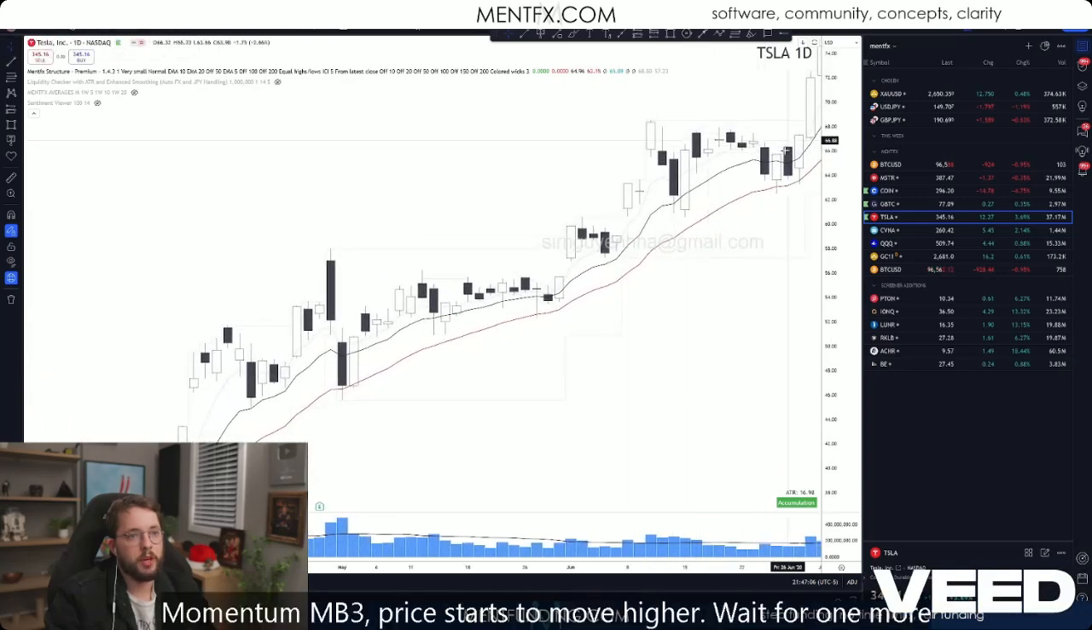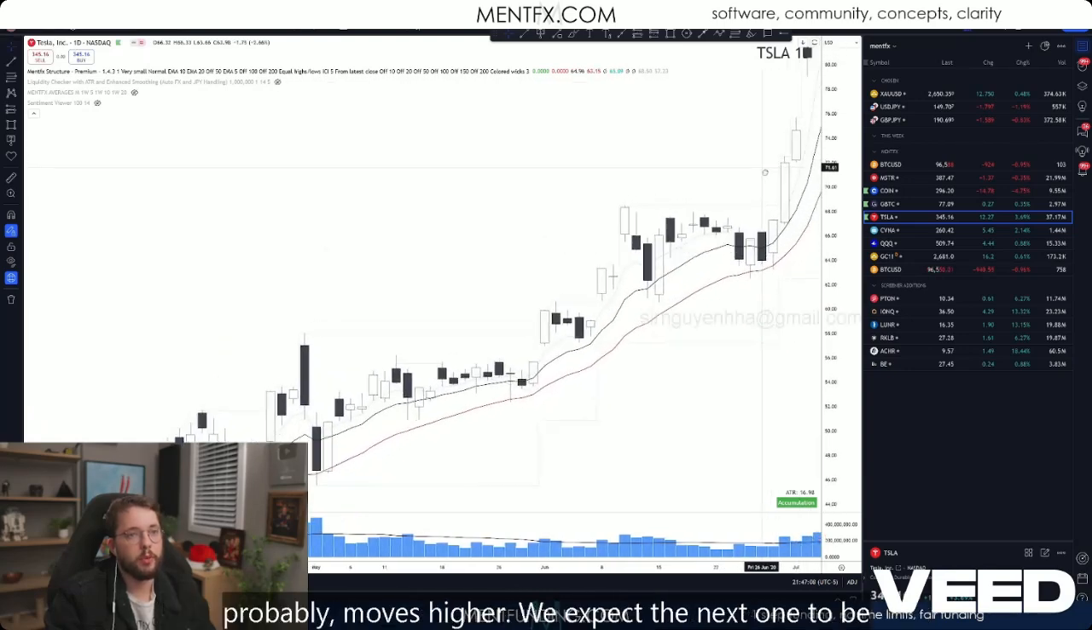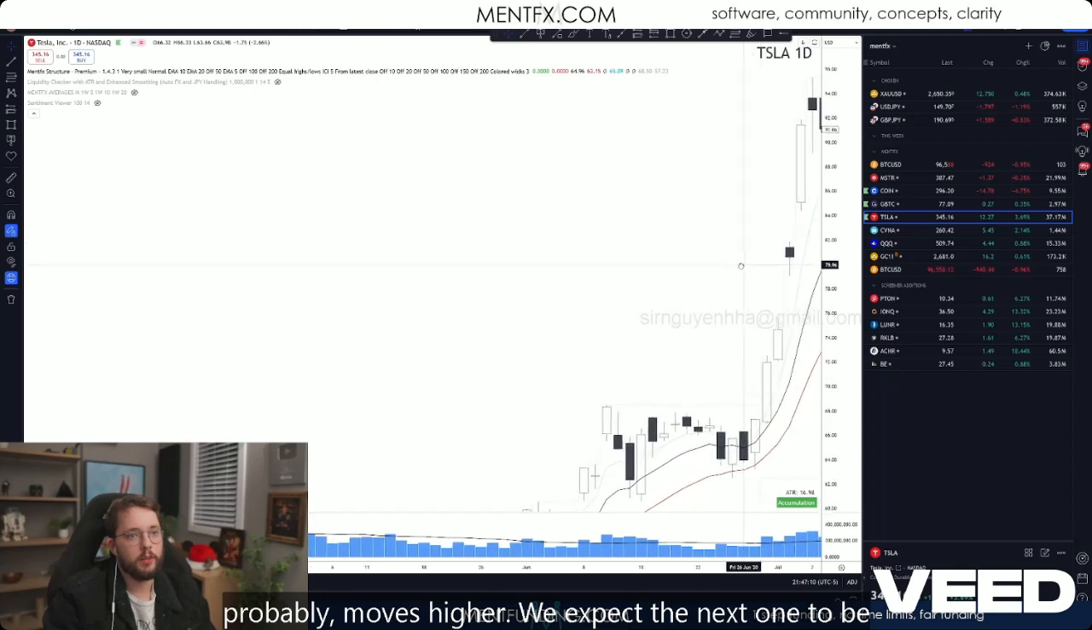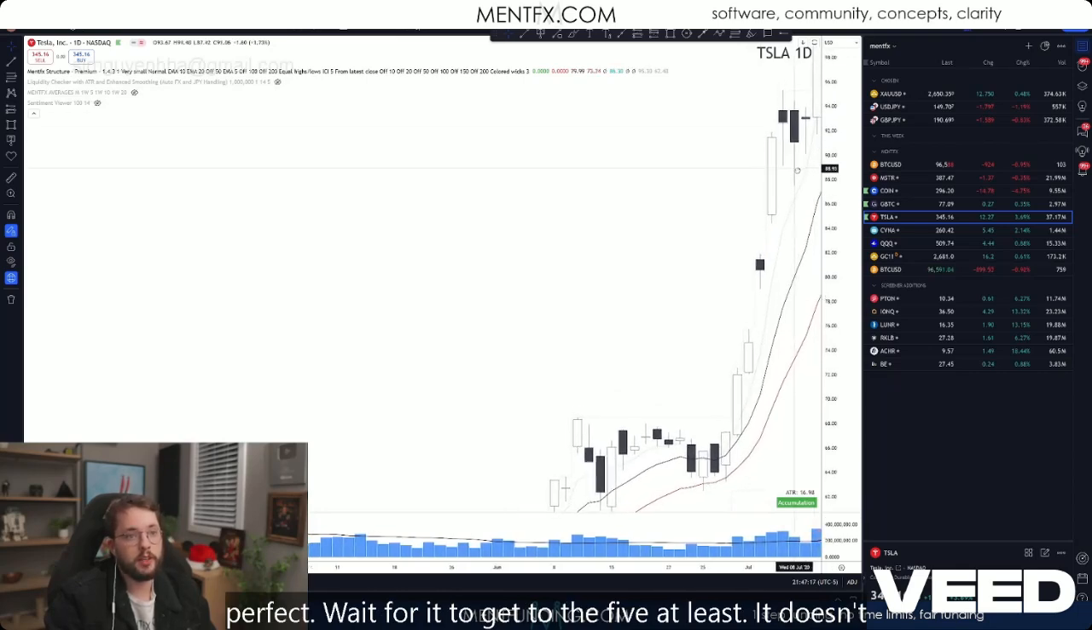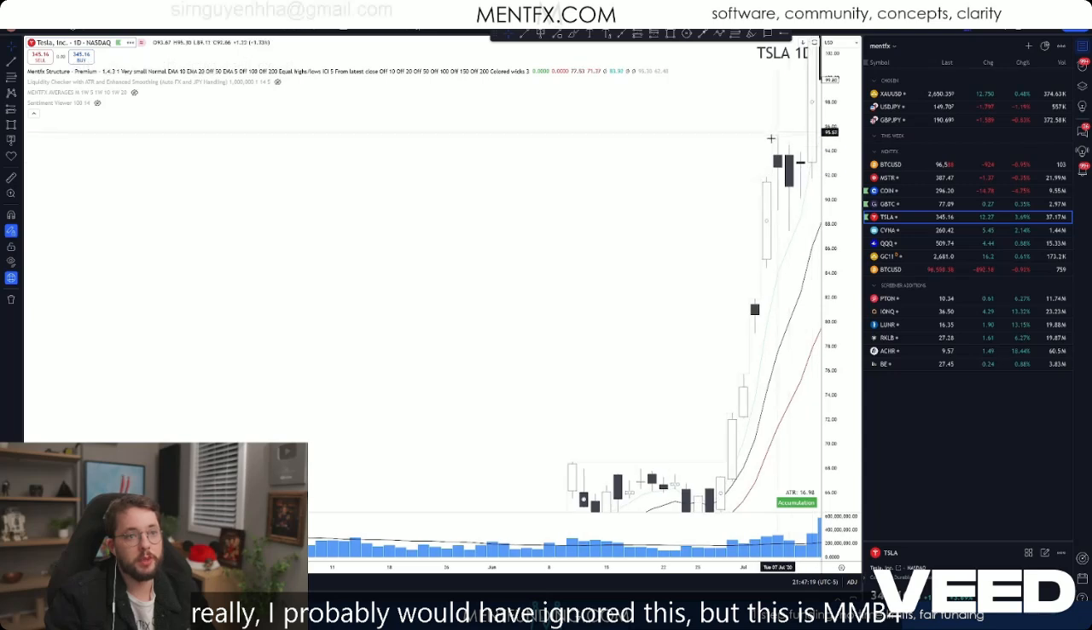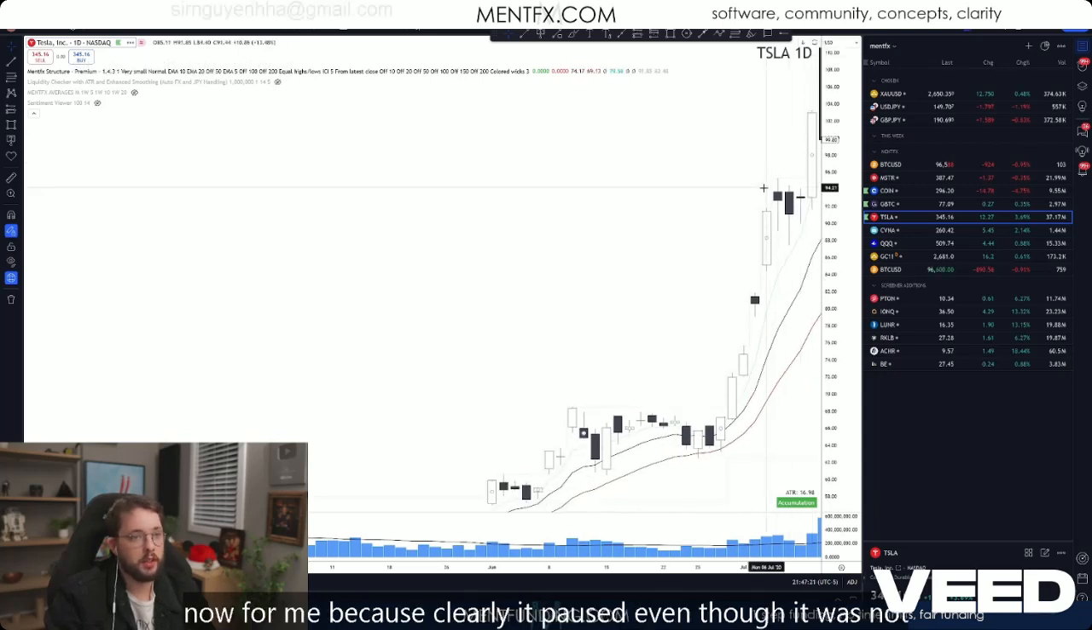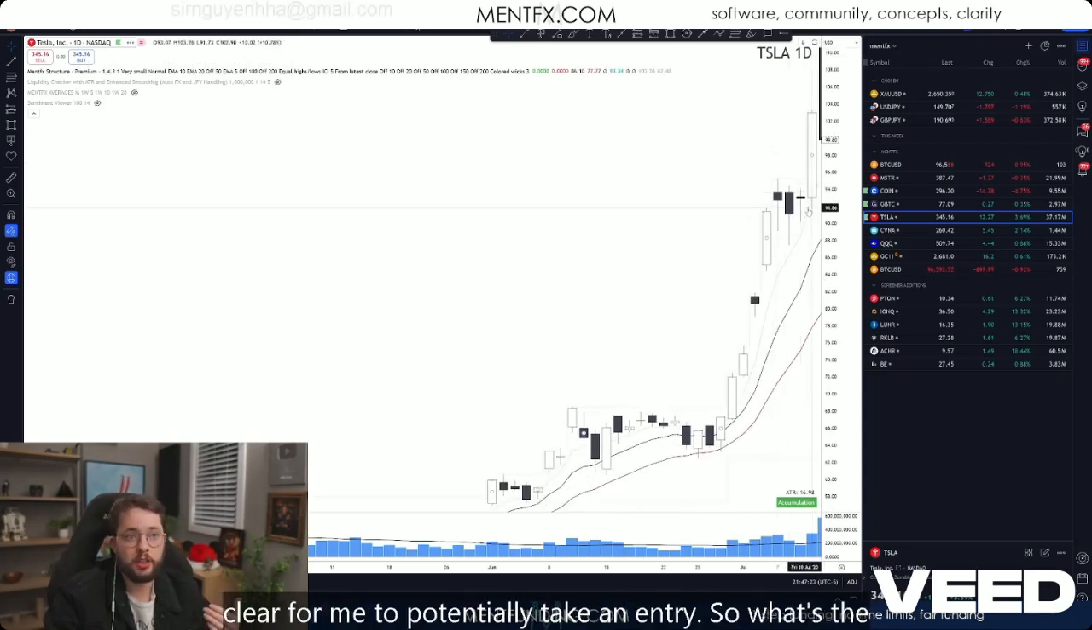Right, momentum MB3, price starts to move higher. Wait for one more probably, moves higher. We expect the next one to be momentum MB4 if it's still nice selling. It is, it's perfect. Wait for it to get to the 5 at least. It doesn't really, I probably would have ignored this, but this is MMB4 now for me because clearly it paused, even though it was not clear for me to potentially take an entry.